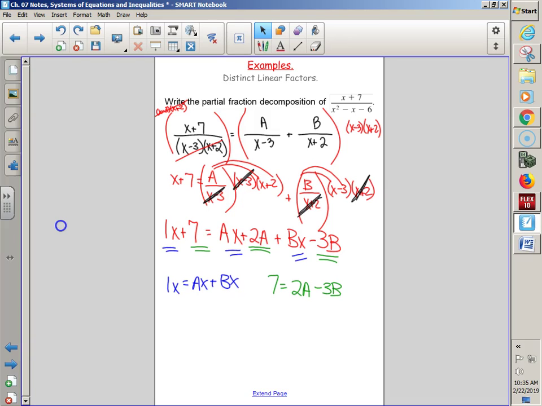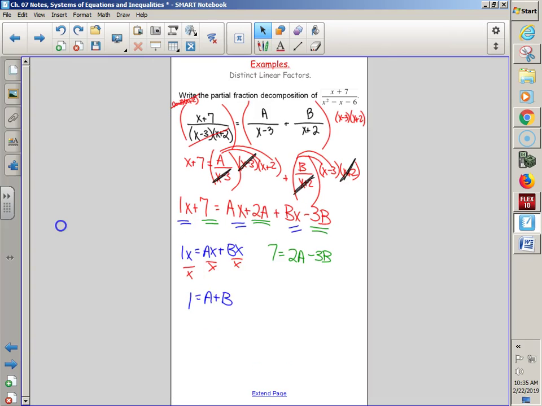Wait, but he has an x. But they all have an x. So what could I do? Basically, factor out an x and divide. What I end up with is 1 equals a plus b. So what are we going to do to solve? System of equations, substitution, elimination, row reducing, I don't care, you pick one. I'm going to finish off the example.